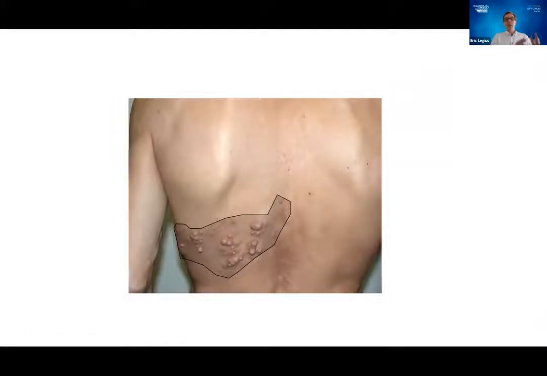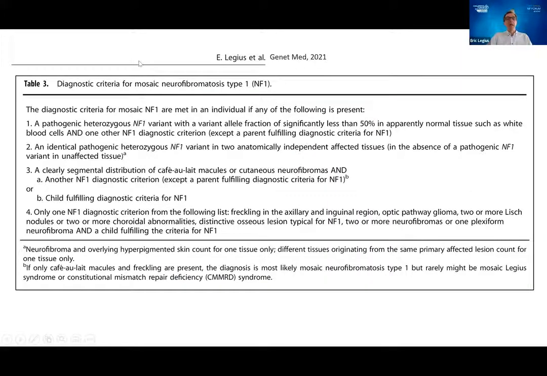So you can have a regional distribution of café au lait spots, a regional distribution of neurofibromas, or you can have a generalized mild form of neurofibromatosis where you see the NF1 abnormality only in part of the cells, not in all cells of the body. And therefore, we also came up with diagnostic criteria for mosaic neurofibromatosis type 1. And they're a little bit more complex and complicated than the classical form.